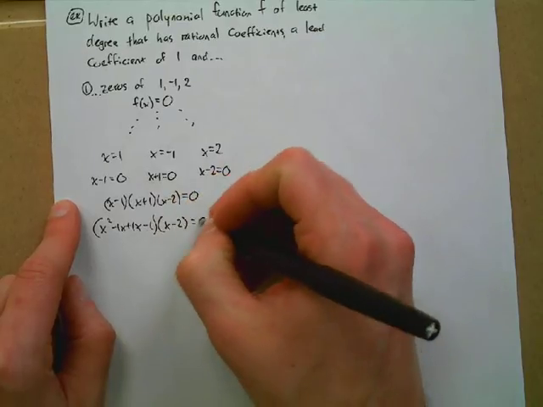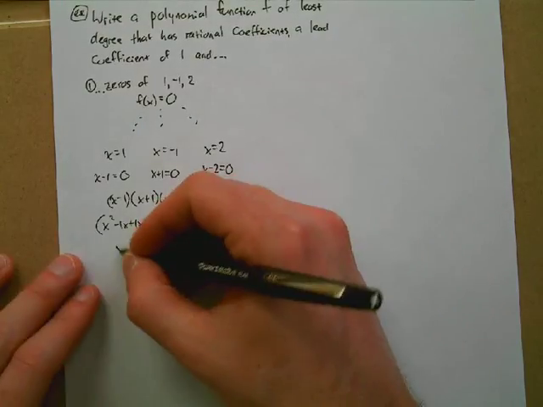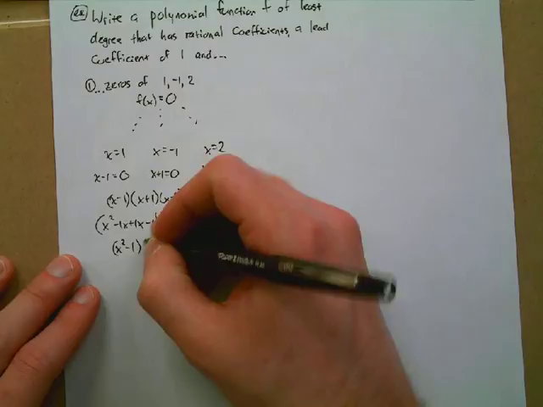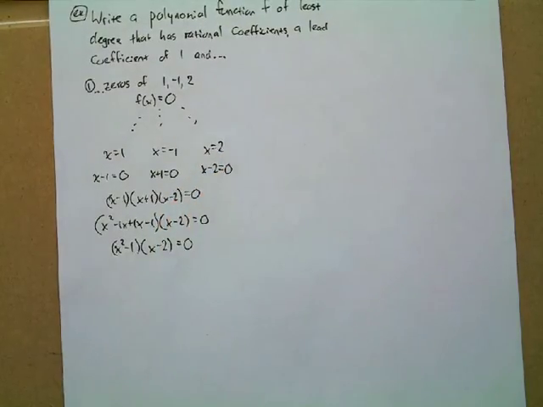We have some like terms to combine, don't we? Minus 1x and positive 1x are going to cancel out. We'll have just x squared minus 1 times x minus 2. Just like that. And then, Jake, how do we continue to multiply here? What should we do now?